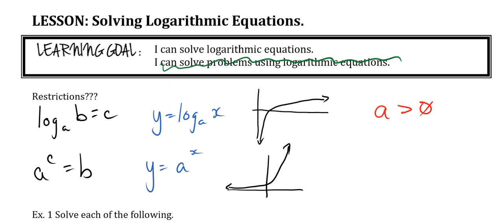Anybody have another one? Megan? Yeah, A can't be 1. A can be 1, but it won't be logarithmic. It won't be as interesting. But mathematically, it'll work. But you're right, it's not going to be logarithmic.